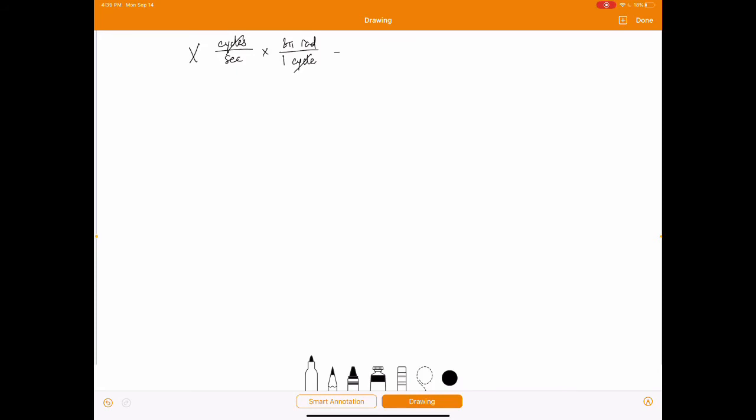And now the unit we're left with is radians per second. And to get there, we had to take what we started with and multiply by 2 pi. So the point of saying all that is, if we want omega, but what we know is F, we just need to multiply by 2 pi to go from one to the other.